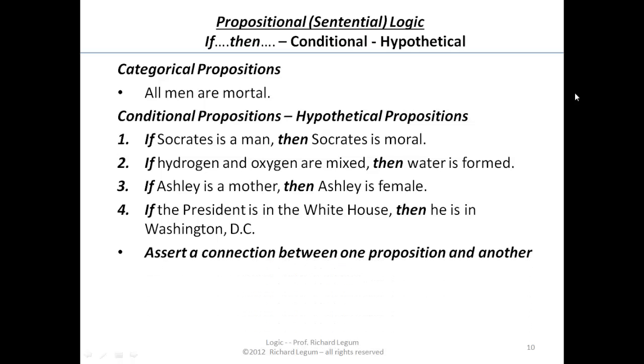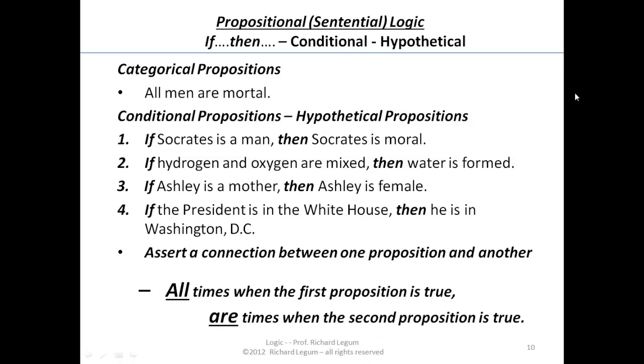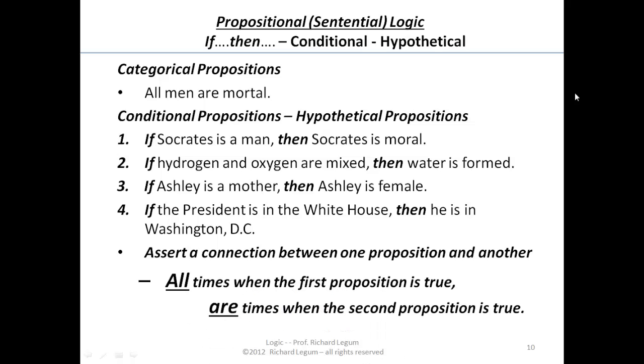And notice all of these are asserting a connection between one proposition and another. It's telling us that all times that the first proposition is true are times when the second proposition is true, which is why some of these if-then inferences are going to be very similar, as I kind of told you when we were going through categorical propositions, predicate logic, that if-thens are going to be perfectly analogous, and we will see how that works.